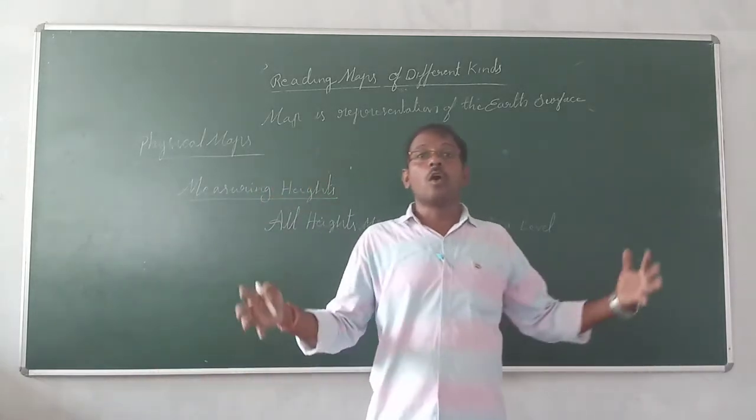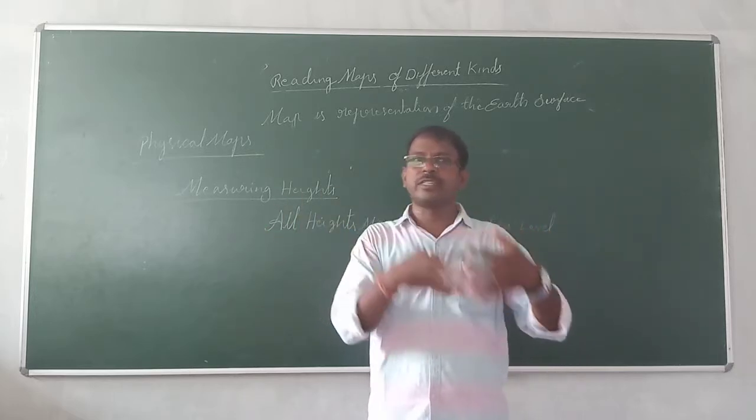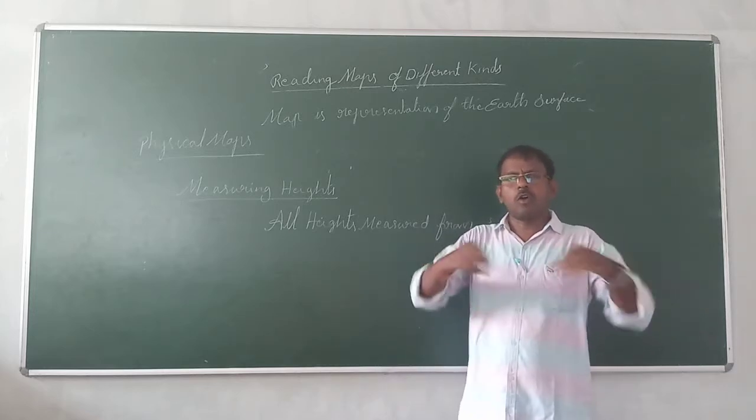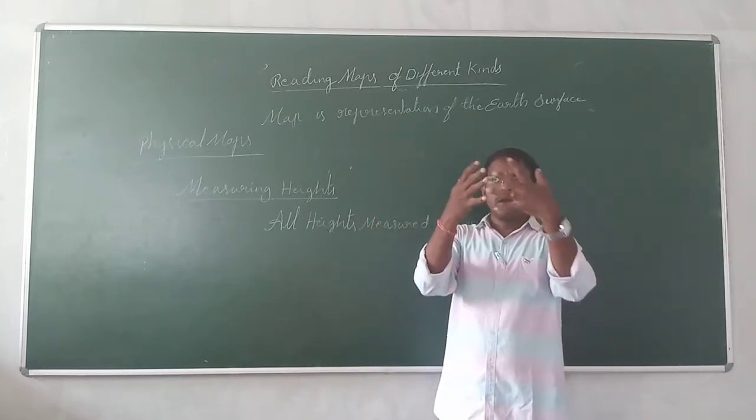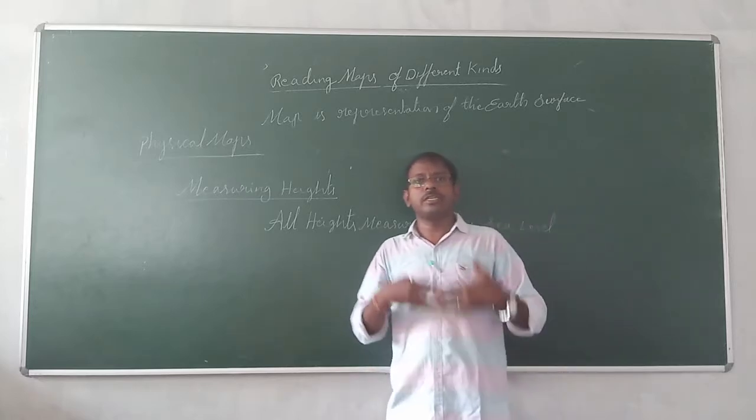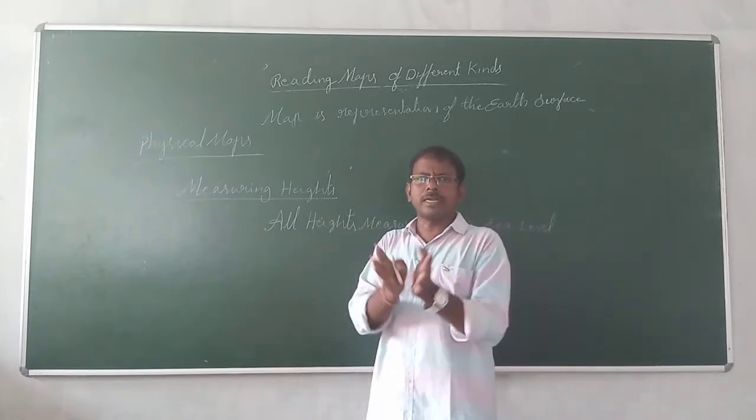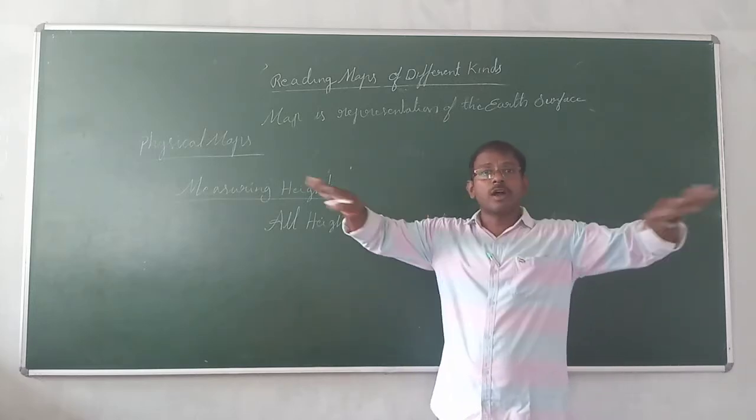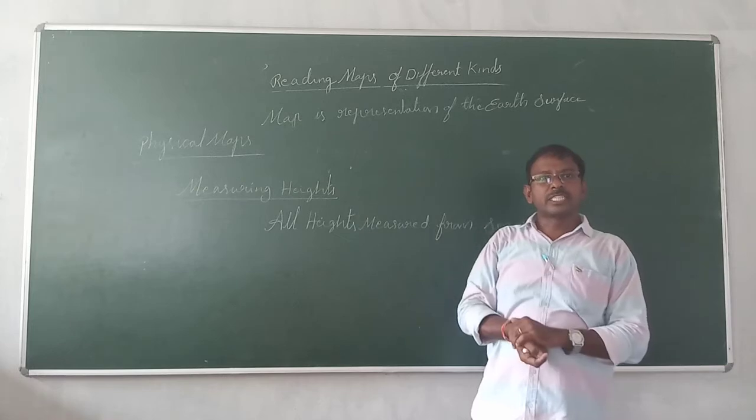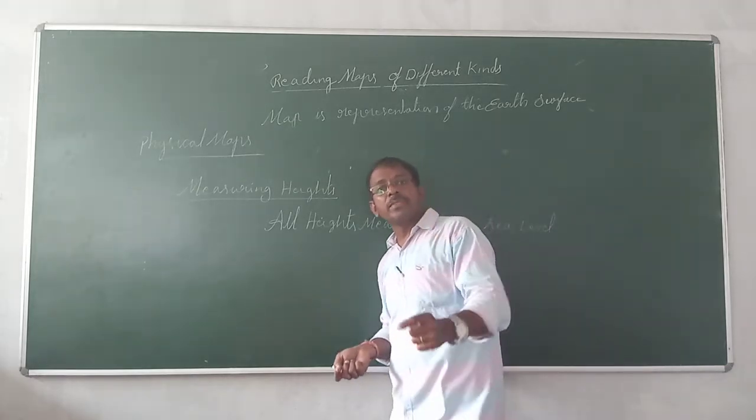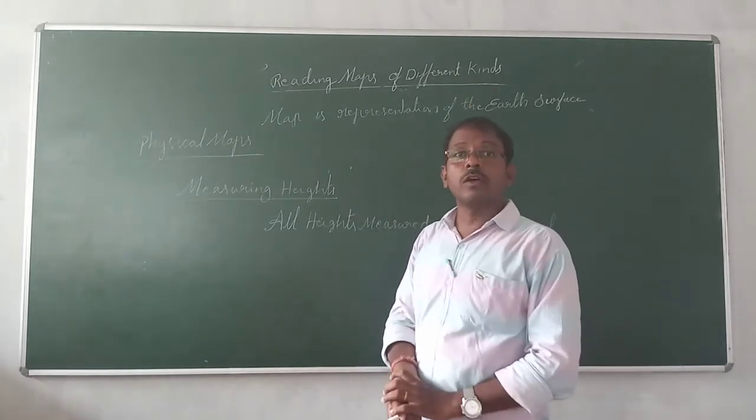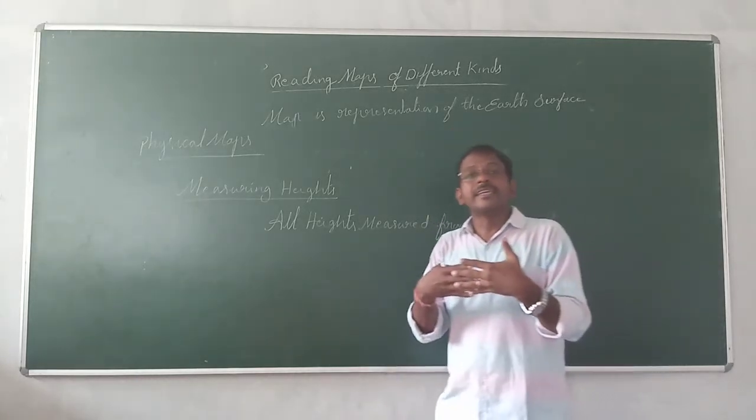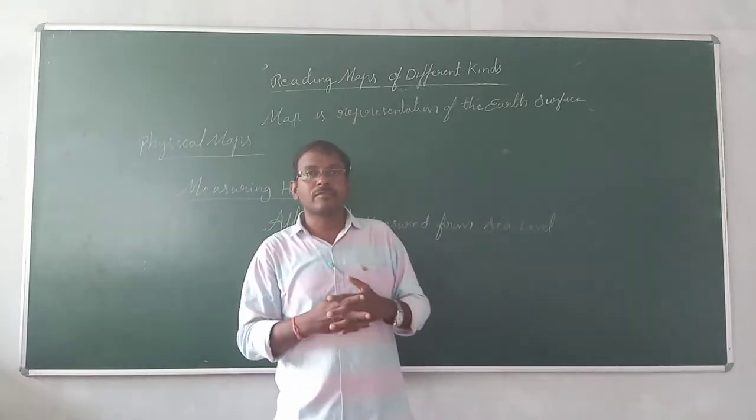Why? Because all seas are connected to each other. They are joined; there is no separation. If you observe the Pacific Ocean, Atlantic Ocean, Indian Ocean, whatever sea areas, ocean areas, these are all connected to each other. That's why the level of sea water will be similar, and that's why all heights are measured from sea level. Very important question: why are all the seas equal in the world? Because they are connected to each other.